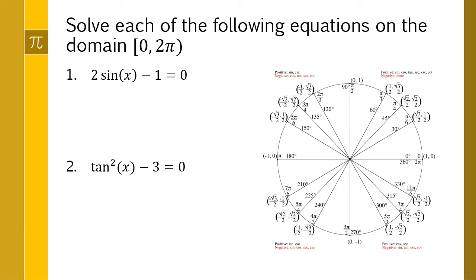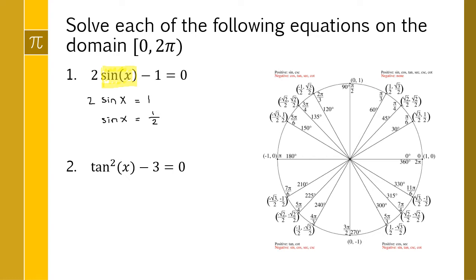The first one I have is 2 sine of x minus 1 equals 0. So I'm trying to isolate the trig function. I'm trying to isolate the sine of x so that I can use the inverse on both sides. So to do that, I need to get rid of the 2 and the -1. So I would add 1 to both sides, and that would give me 2 times the sine of x is equal to 1. And then I would divide both sides by 2, and get sine of x is equal to 1/2.